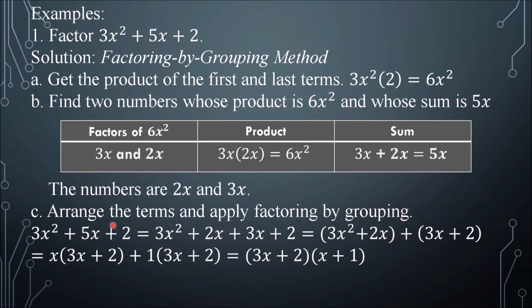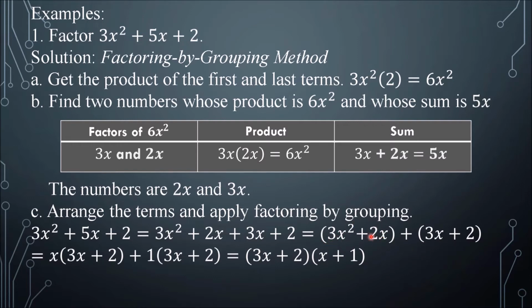So, let's go back to the original trinomial. 3x squared plus 5x plus 2 is equal to 3x squared plus 2x plus 3x plus 2. And then after that, we group. So that one, the first group. This one is the second group. Again, in grouping, we need to consider if the first group has a common monomial factor and the other group also has a common monomial factor.